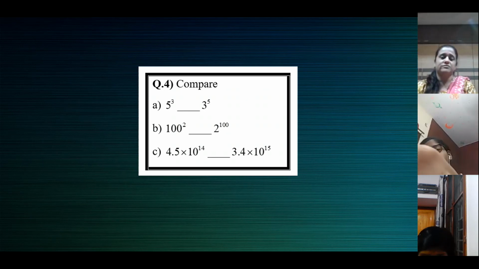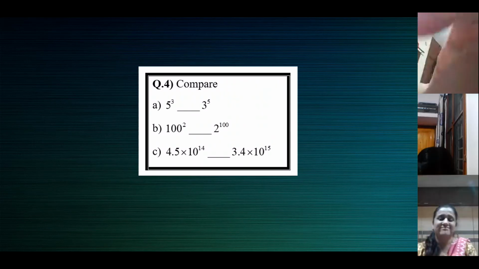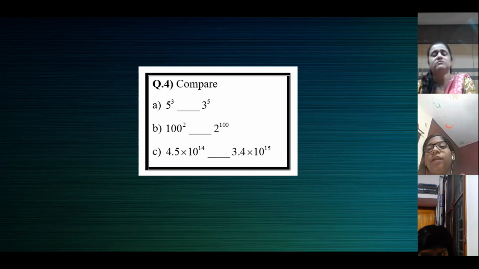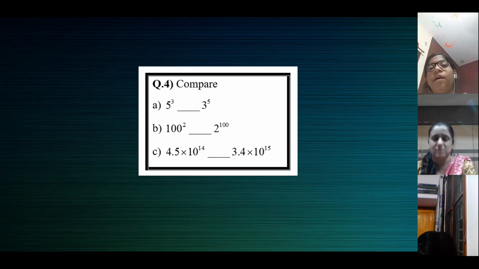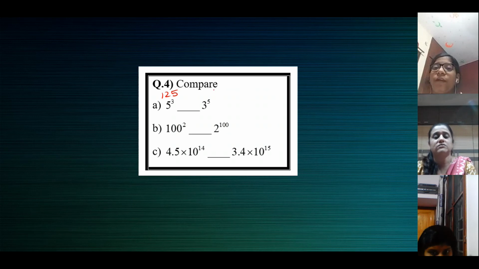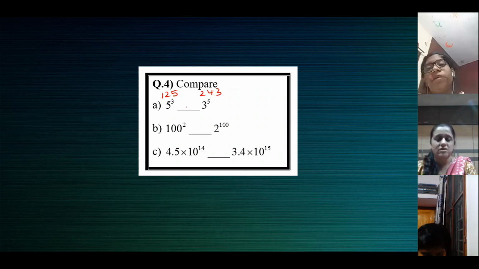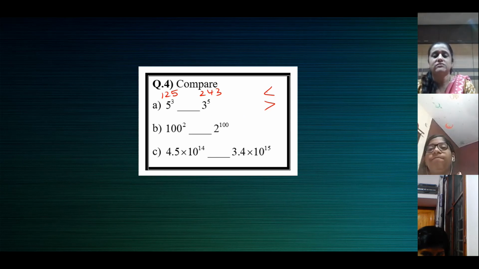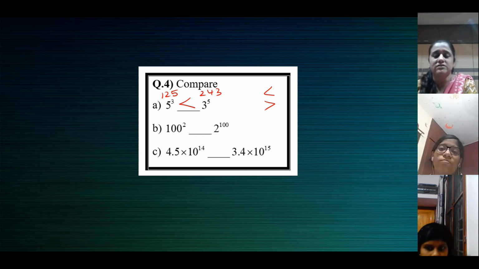I'm done with the first and second sum, ma'am. Shall I say for the first? Yes. Ma'am, 3 raised to the power 5 is greater. I calculated the values here, ma'am. 5 raised to the power 3 is 125, and 3 raised to the power 5 is 243. Which sign should I use, this one or this one? Ma'am, the first one. 5 cubed is less than 3 to the power 5. Correct.